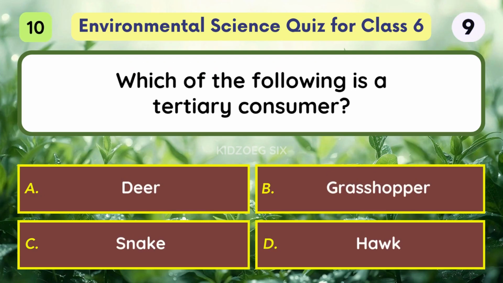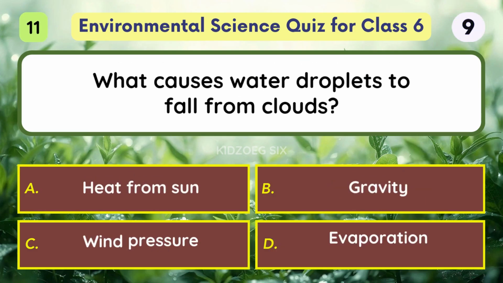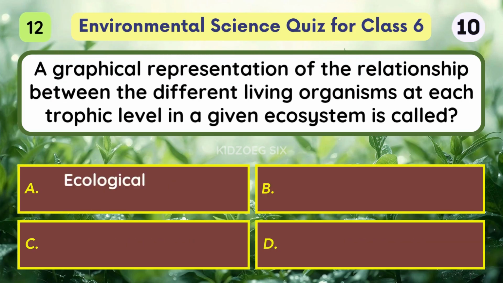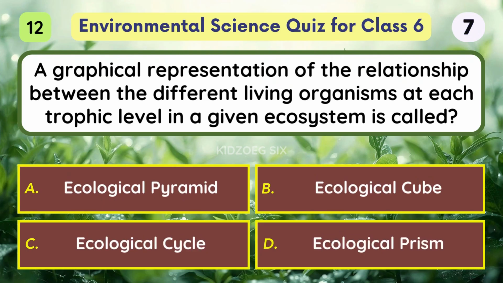Which of the following is a tertiary consumer? Hawk. What causes water droplets to fall from clouds? Gravity. A graphical representation of the relationship between the different living organisms at each trophic level in a given ecosystem is called. Ecological pyramid.